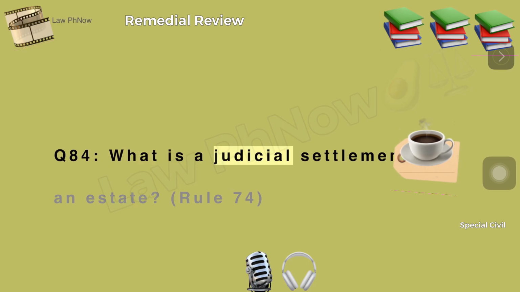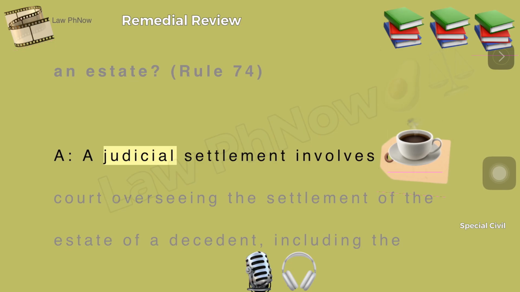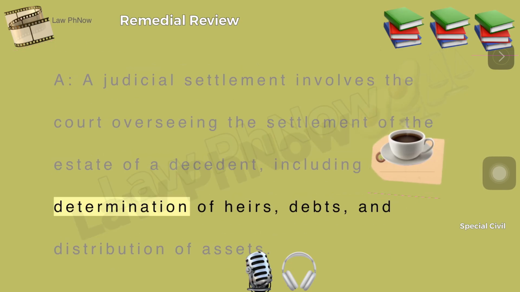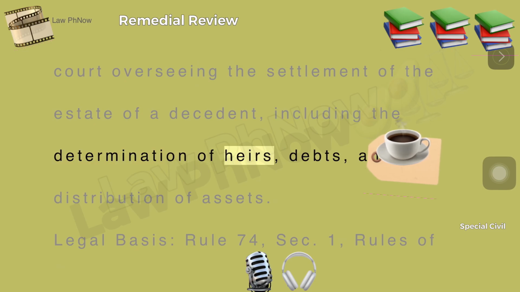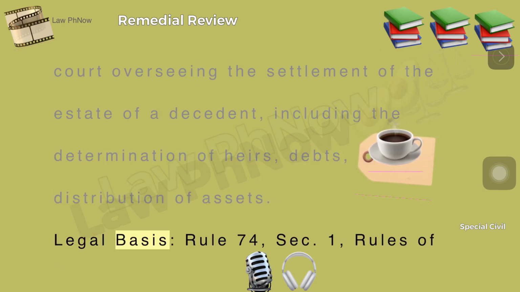Q84. What is a judicial settlement of an estate? Rule 74. A. A judicial settlement involves the court overseeing the settlement of the estate of a decedent, including the determination of heirs, debts, and distribution of assets. Legal basis, Rule 74, Section 1, Rules of Court.